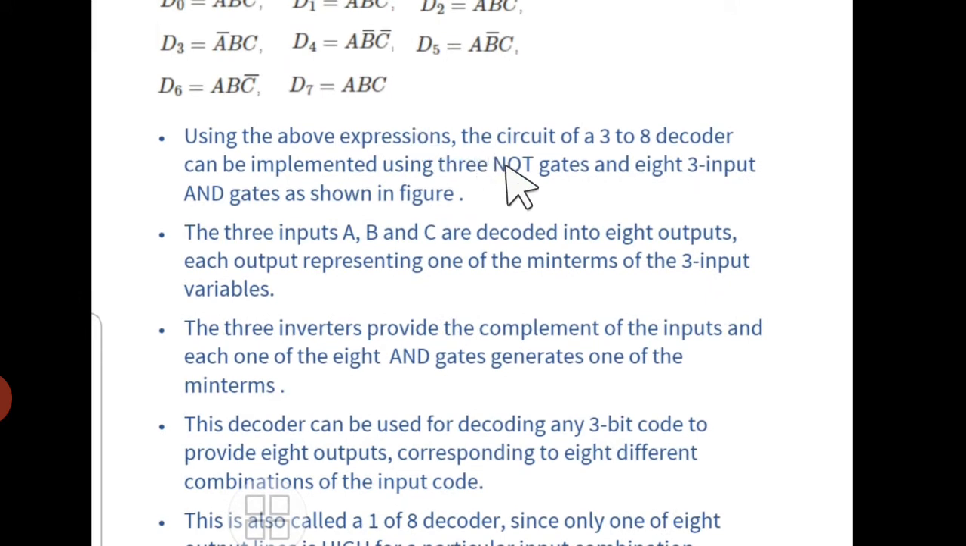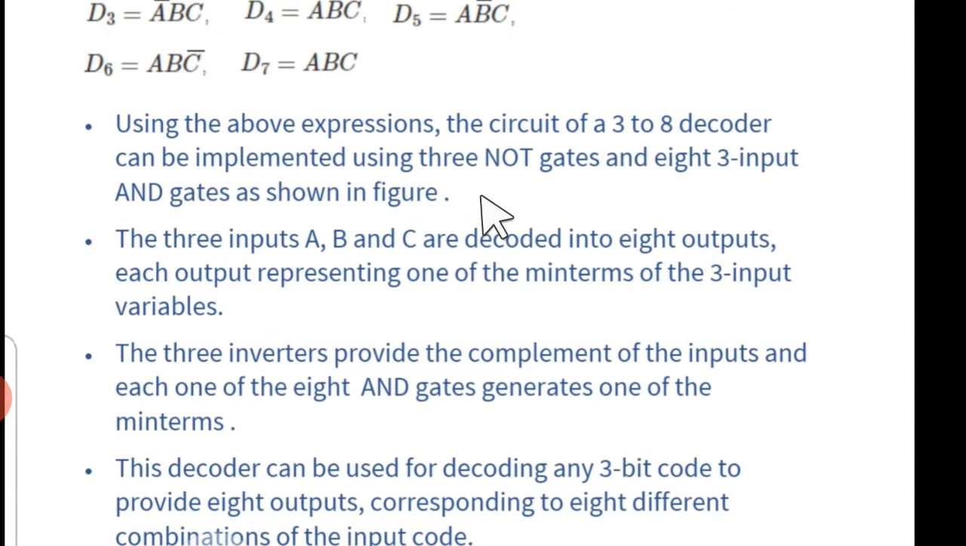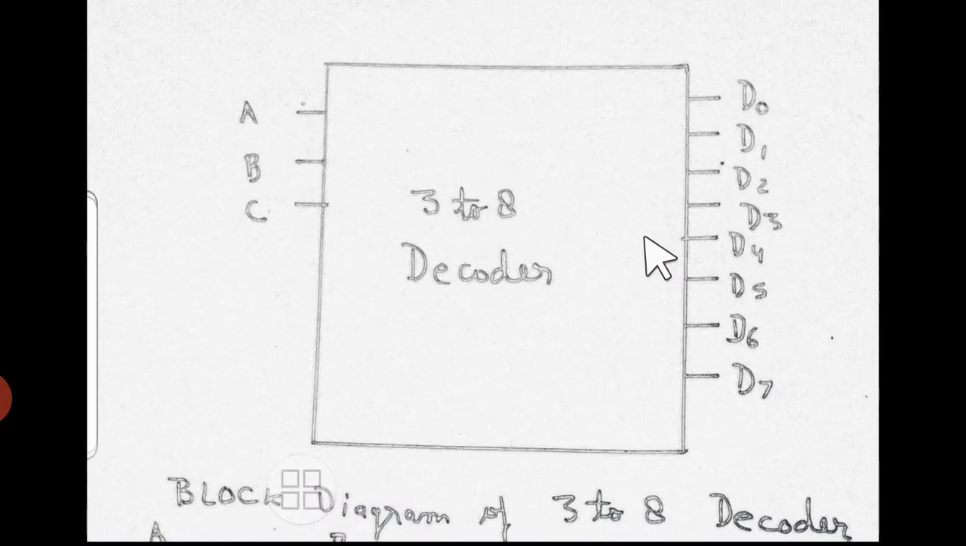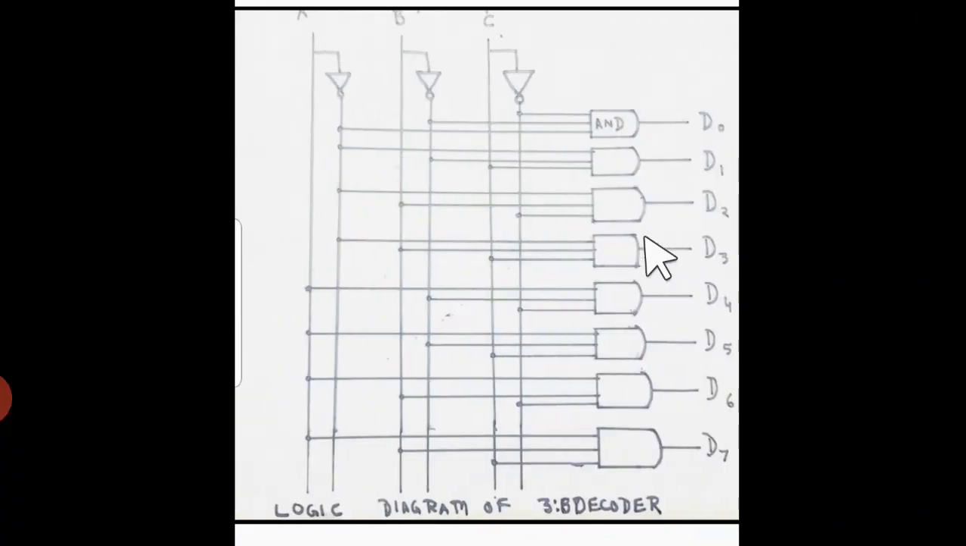So using the above expression, the circuit of a 3 to 8 decoder can be implemented using the 3 NOT gates and 8 3 input AND gates. So what do we need? Here you can have the basic understanding of the decoder.